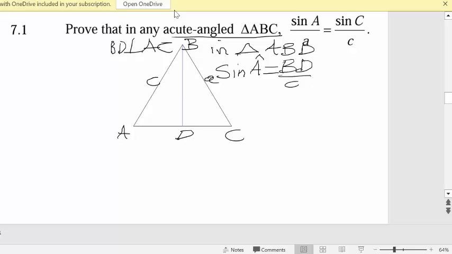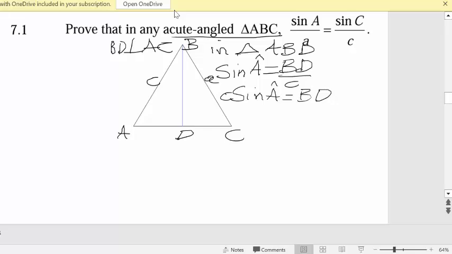Now, the goal here is to make BD the subject of the formula. So making BD the subject of the formula, I'd have c sine of angle A is equal to BD.